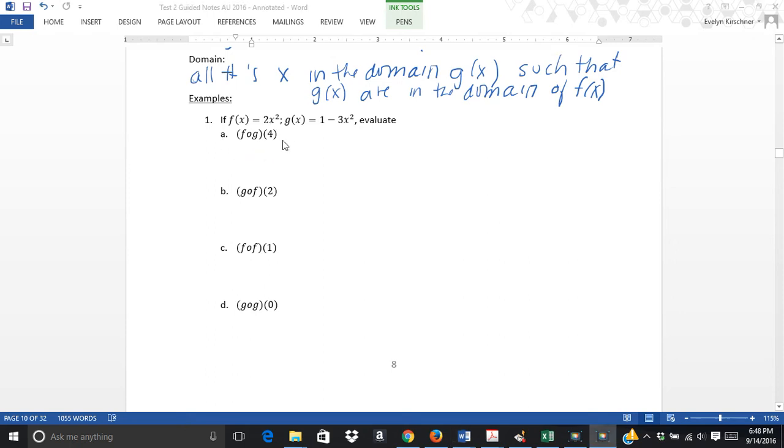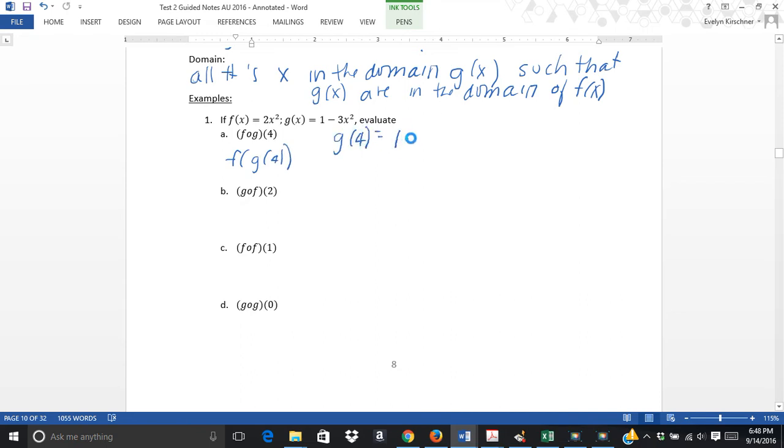All right, so what we're going to do is evaluate some composite functions. I have two functions. f of x is 2x squared and g of x is 1 minus 3x squared. So f of g of x, I can write f of g of 4. The first thing I need to know is what is g at 4?